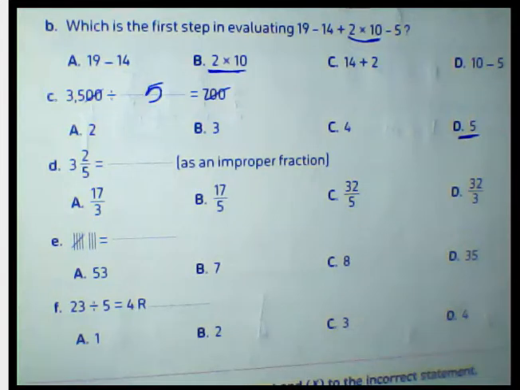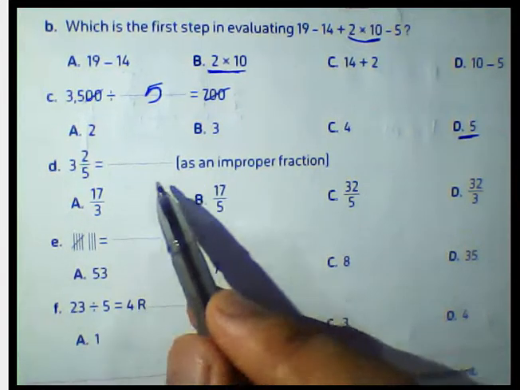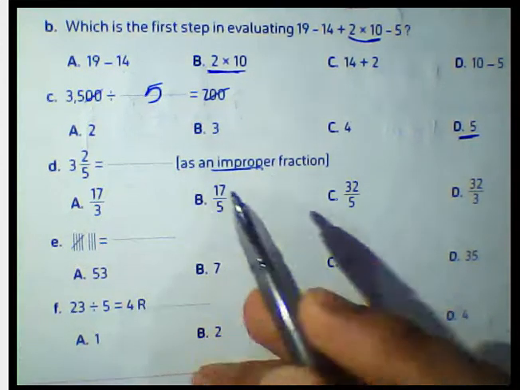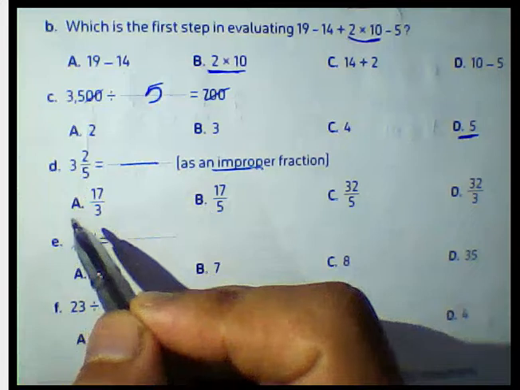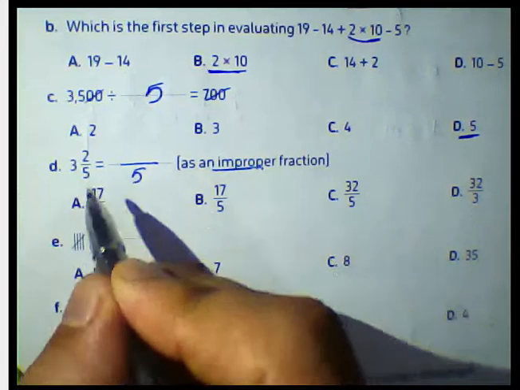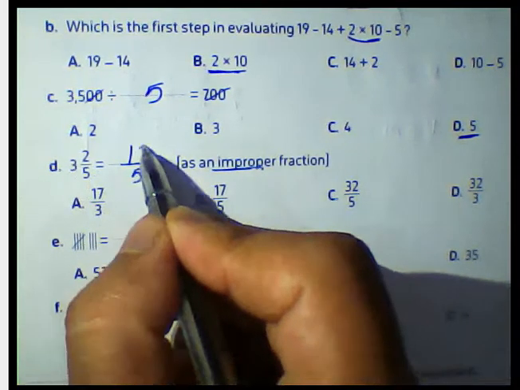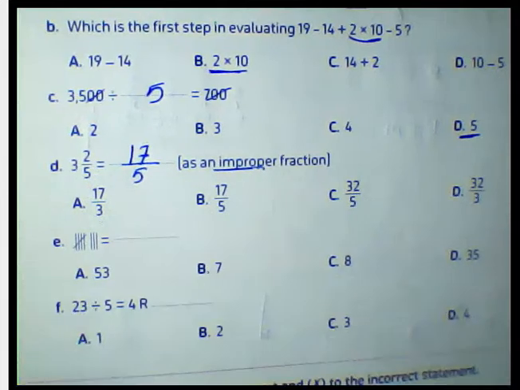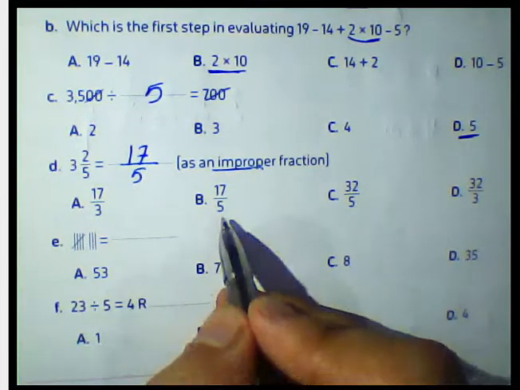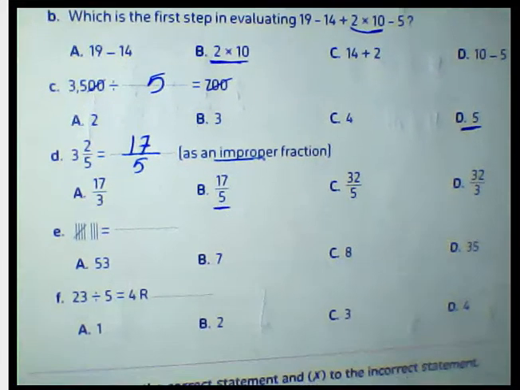Letter D: 3 and 2 over 5 equals what, as an improper fraction? We must convert from a mixed number to an improper fraction. Write 5 in the denominator here. 3 times 5 equals 15. 15 plus 2 equals 17. So the result will be 17 over 5. We must choose letter D for this question.